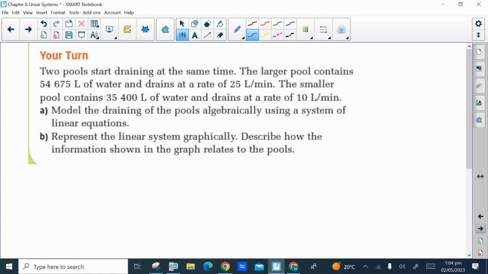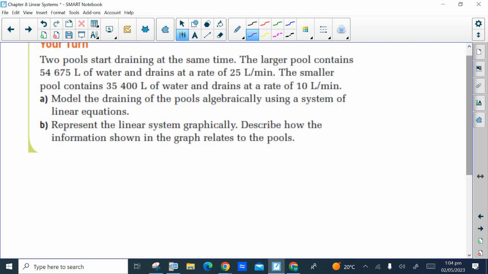Two pools start draining at the same time. The larger pool contains 54,675 liters of water and drains at a rate of 25 liters per minute. The smaller pool contains 35,400 liters of water and drains at a rate of 10 liters per minute. Model the draining of the pools algebraically using a system of equations, and then find the solution and describe how it relates to the pools.